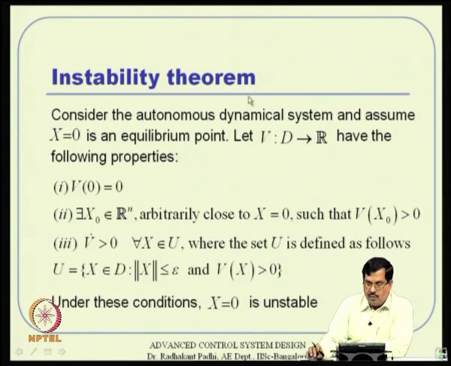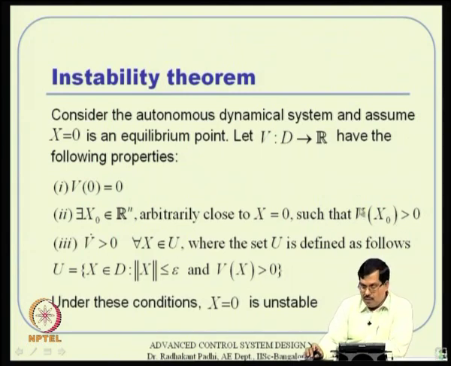Consider the autonomous dynamical system and assume that x equal to 0 is an equilibrium point, and V from D to R has the following properties. V of 0 is 0. And the second condition, remember this V that we are studying here is not necessarily positive definite, that is why these conditions are necessary. So, V of 0 is 0, and there exists some x0 arbitrarily close to x equal to 0, such that V of x0 is positive.